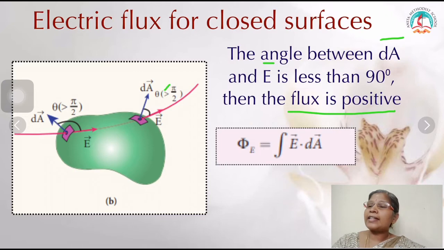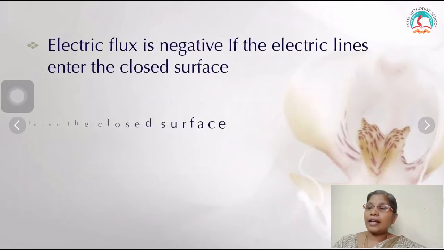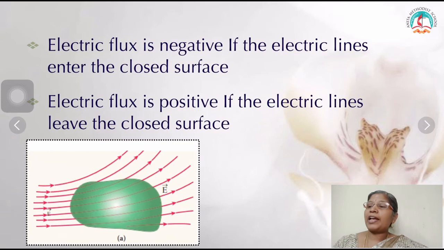Okay, if the angle is less than 90 degrees, the electric flux value is positive. If it is greater than 90 degrees, the flux value is negative. So the formula is phi E equal to the integral of E dot dA.